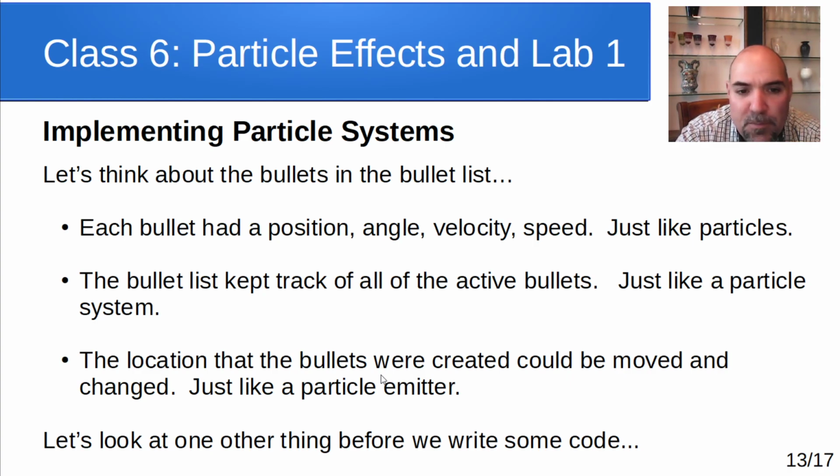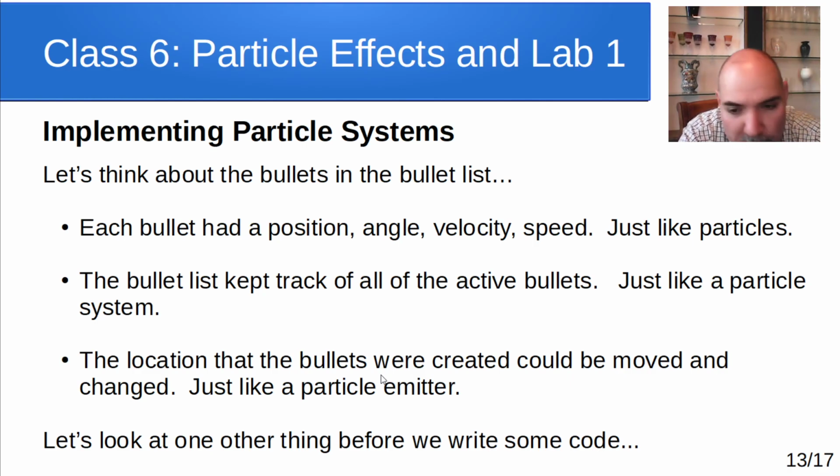So just like particles. But also that list kept track of all of the active ones, which made that kind of like a particle system. So a list of particles is a particle system. And then the thing that's maintaining that list and saying, here's where the particles are getting created and added to that list, that's like the emitter. So the emitter, you can think of the emitter having a position and a list inside of it. That list then has particles inside of that. And as we move the emitter around, the particles where they're being created will move with it. And so we've kind of done this code before.